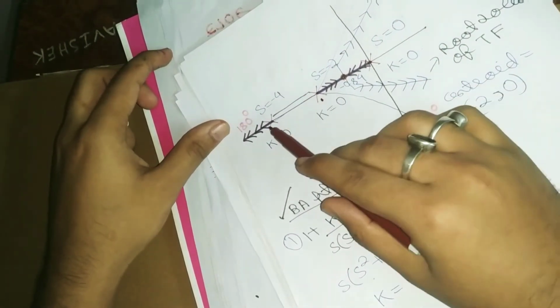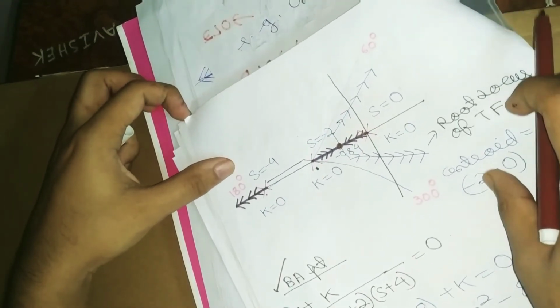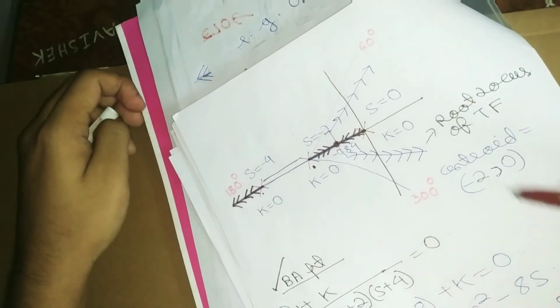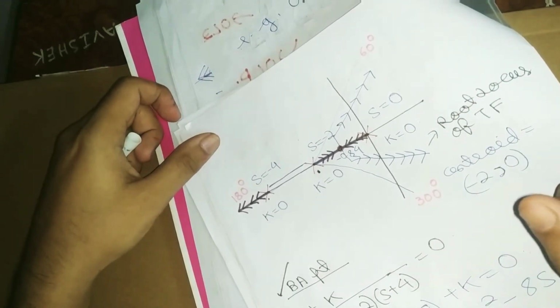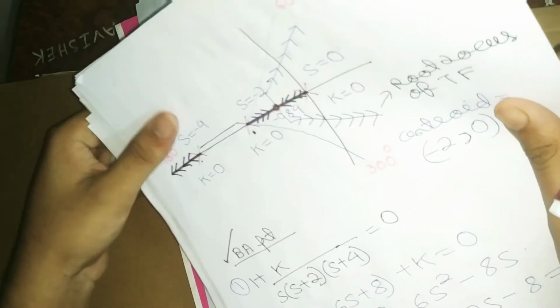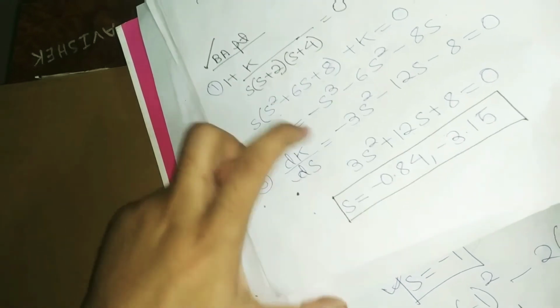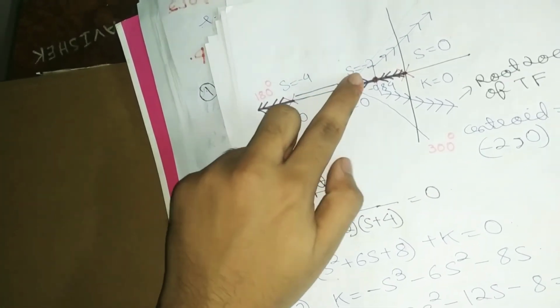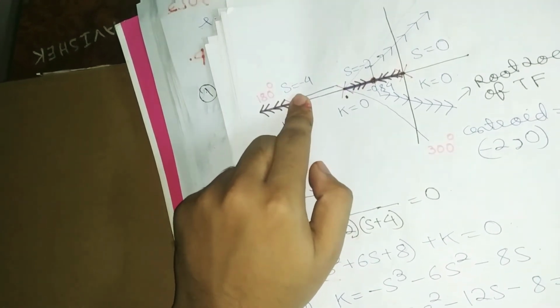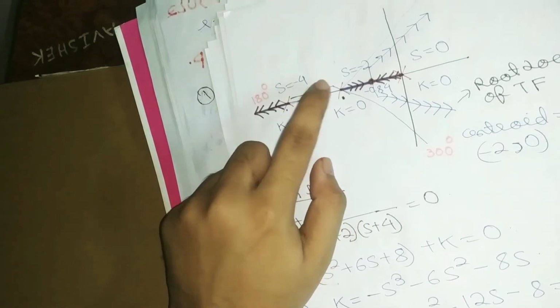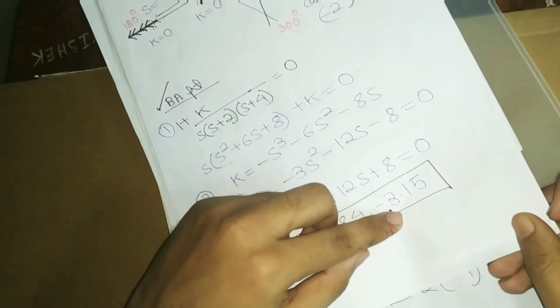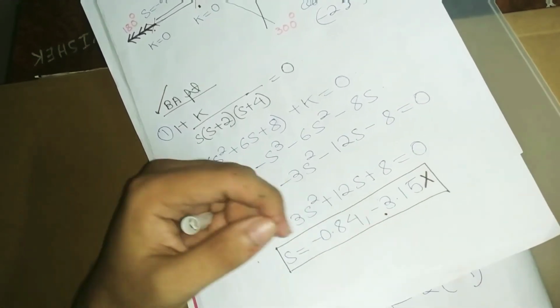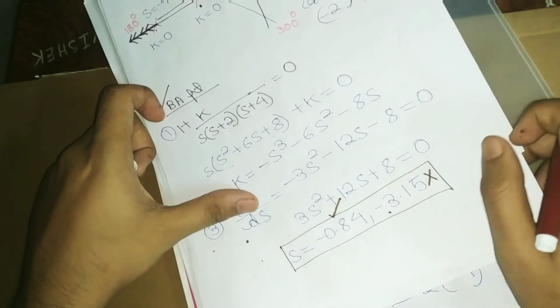So the poles are at 0, -2, -4, and the breakaway points are at -0.84 and -3.15. You have to check which breakaway point we have to take. -3.15 is not in the portion of the root locus. From s = -2 to s = -4, there is no root locus. So we don't take this breakaway point. Next, we have to check s = -0.84.